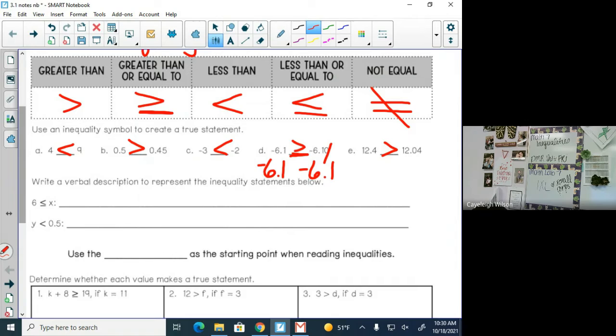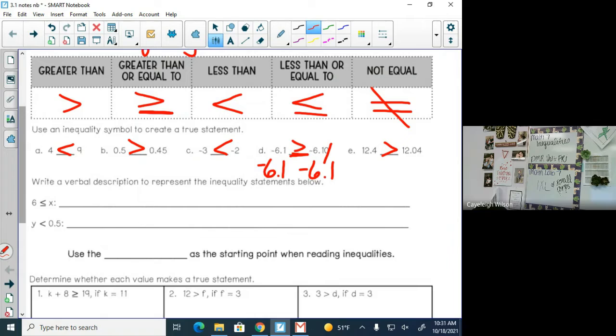All right, the next part. Write a verbal. When you see the word verbal, that means if you were going to read me this problem, how would you read it out loud? So real quick, I want somebody to read me this problem right here, A. Just tell me what it says, Raymond. 4 is less than 9, okay? All right, what about this one, Preston?